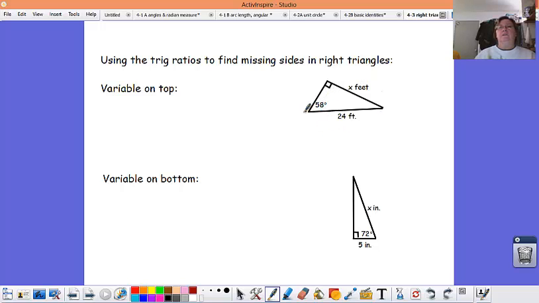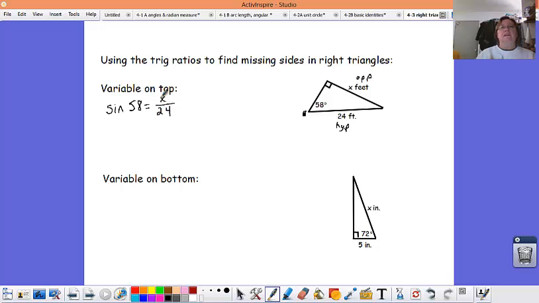So here's the angle in question. That's the one we're interested in. Opposite that is x, and it's the hypotenuse that we have. So we must think to ourselves, if we're going to find a value for x here, the ratio we need is the one that does opposite and hypotenuse, and that's the sine ratio. So we're going to write a sine equation for our triangle. That is, the sine of 58 degrees has to equal the opposite side x over the hypotenuse, 24.